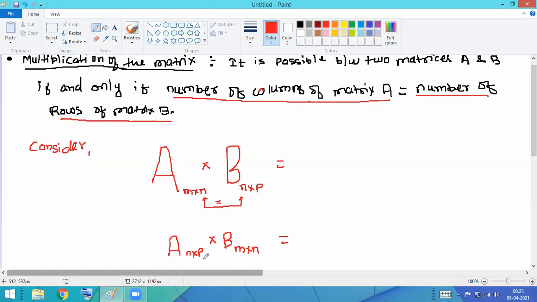Here, multiplication is possible? Yes or no, guys? No. Why? Because here this is not equal. In the first case, n is equal to n, that's why multiplication is possible, and you will get a matrix called the AB matrix. What is the order? We can cancel these. The number of columns of the first matrix and the number of rows of the second matrix cancel, and the final, what will we get?